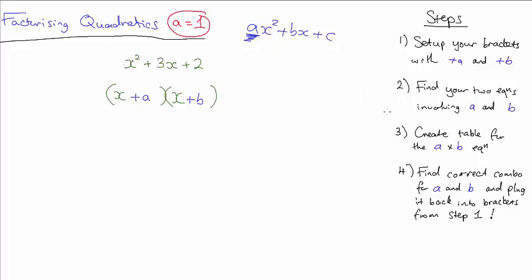Now I'm going to talk you through how we get the next step: we're going to find 2 equations. Hopefully this should make sense. We don't know what the 2 numbers here are, but we do know that once we pick the right A and B, this is going to multiply out to x squared plus 3x plus 2.